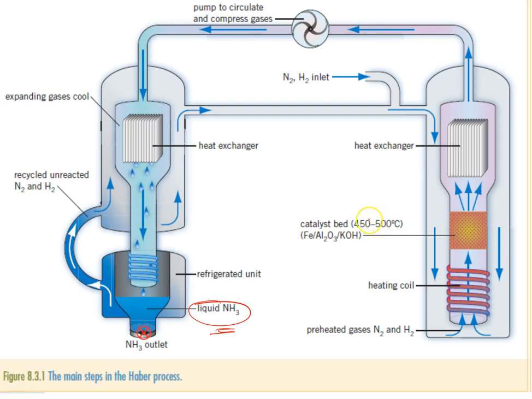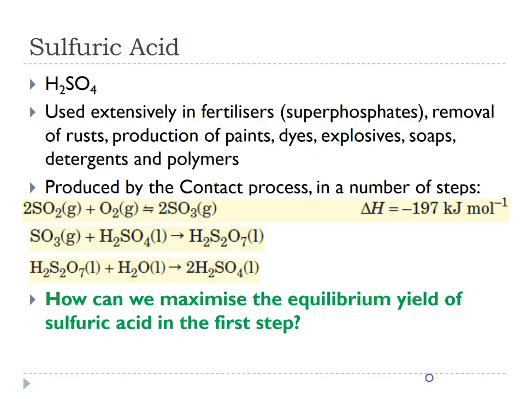Okay, so again, you don't need to know the exact conditions, but you should be able to look at a diagram like this and explain what's happening. So the removal of the product here, the use of temperature, and apply equilibrium position considerations to that.